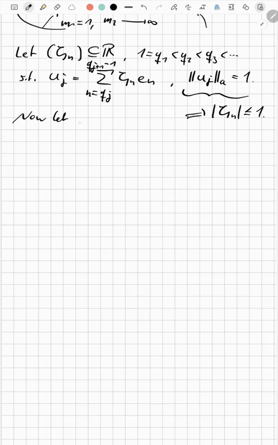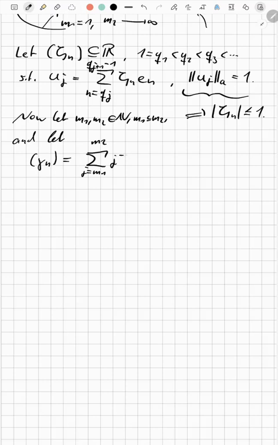So now let m1 and m2 be natural numbers with m1 less than m2, and let gamma n be the following sum. We go from m1 up to m2. We take j to the power of -1 times uj.